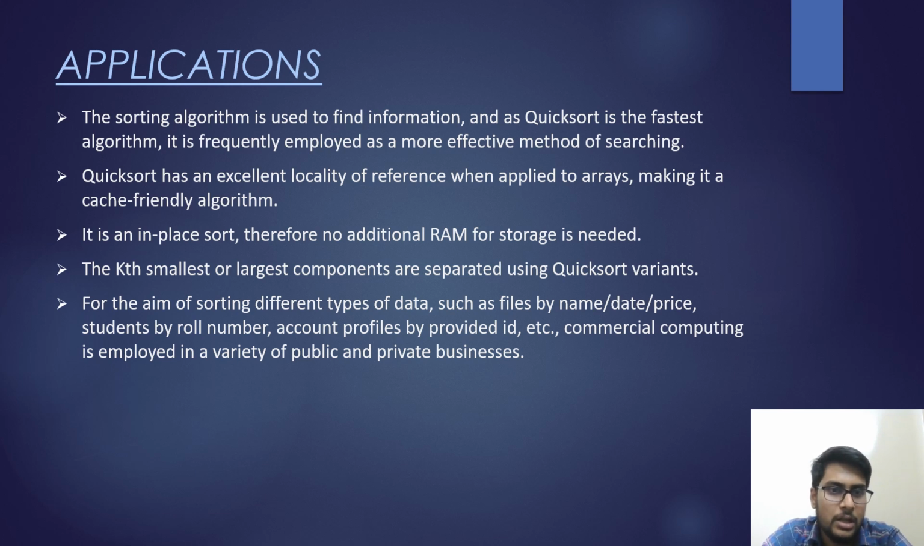Applications of quicksort. The sorting algorithm is used to find information, and as quicksort is the fastest algorithm, it is frequently employed as a more effective method of searching. Quicksort has an excellent locality of reference when applied to arrays, making it a cache-friendly algorithm. It is an in-place sort, therefore no additional RAM for storage is needed. The kth smallest or largest components are separated using quicksort variants.